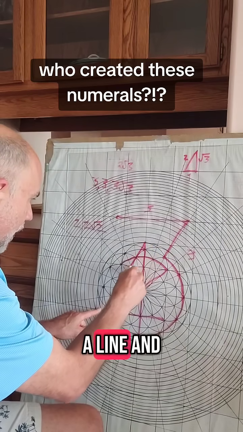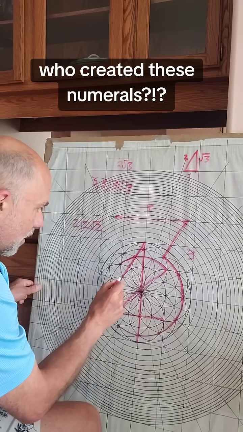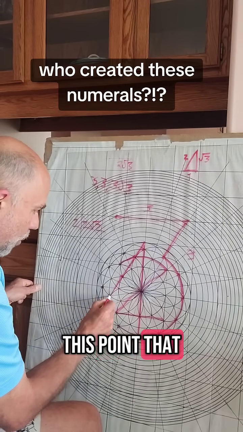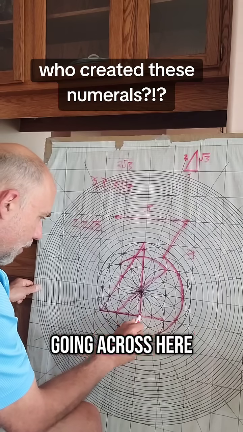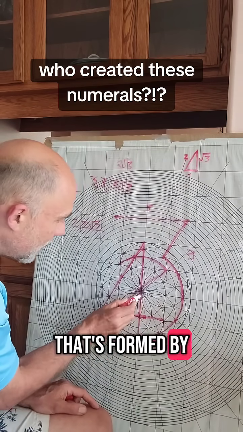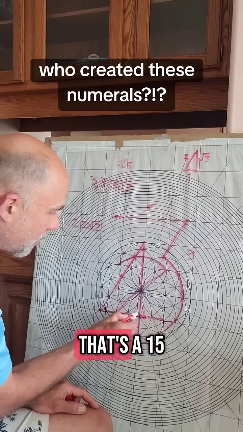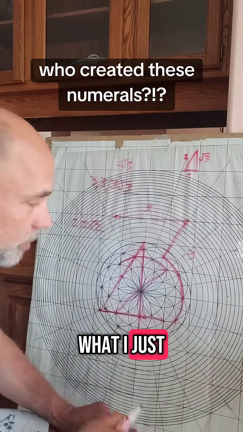We draw a line, and that line goes through this point, that point, and then lands right there. And then we draw a line going across here, and it goes to this point right here that's formed by this angle line here. That's a 15-degree angle from the vertical. So this is what I just discovered that's interesting.